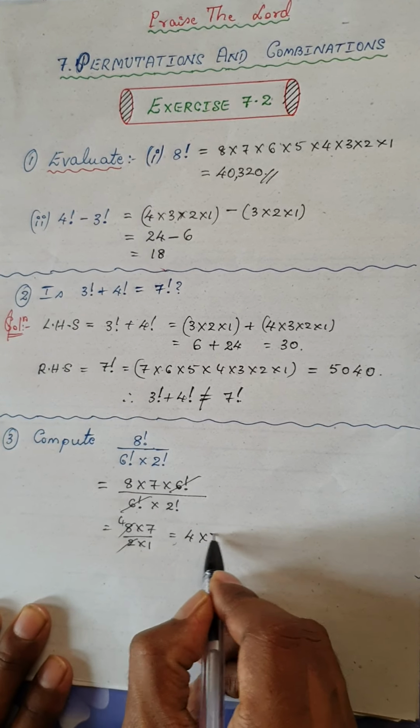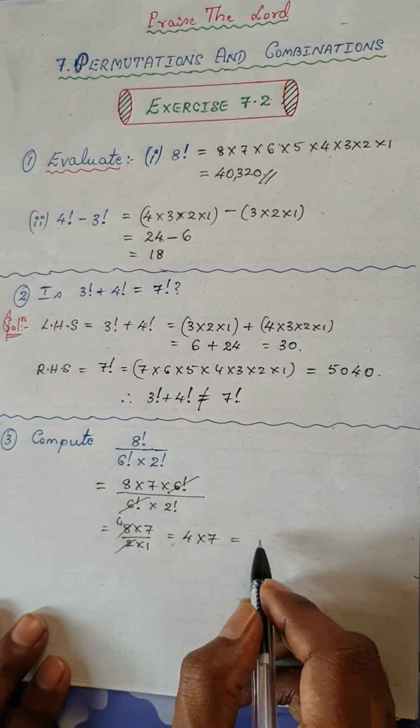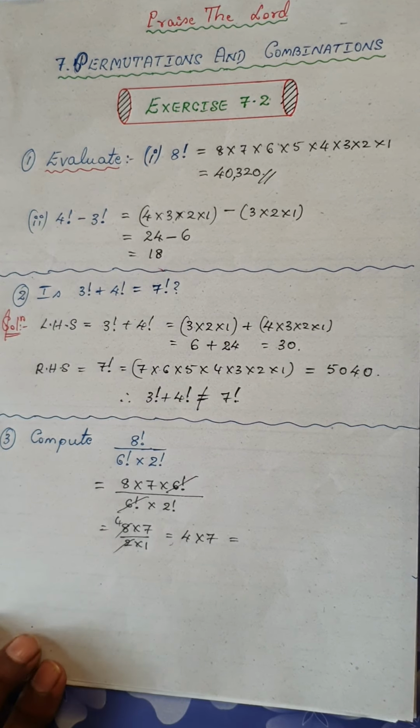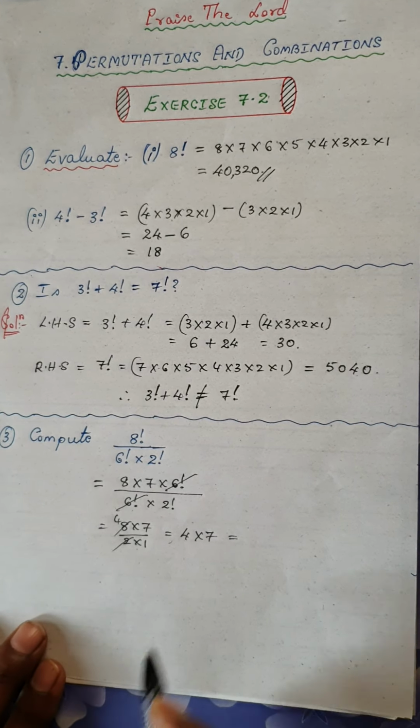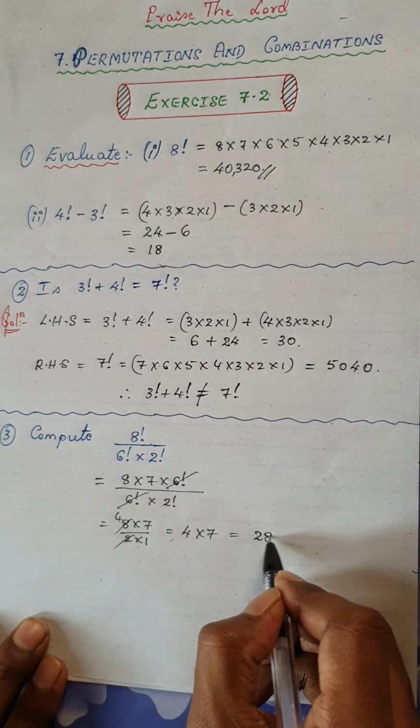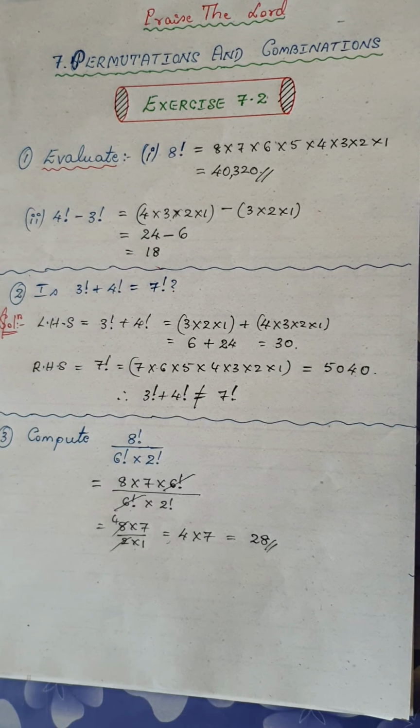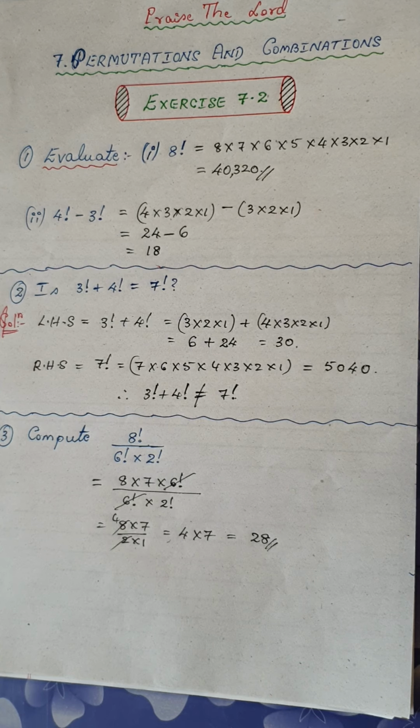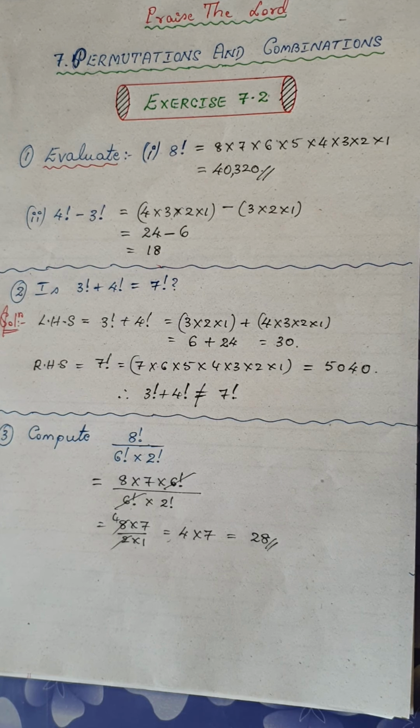You finally get 4 into 7. So 7 into 4 is nothing but 28. Is it clear? So this is the answer for this question. Okay, as I told you, these are all 1 mark questions. It doesn't take much for you to solve such kind of questions.